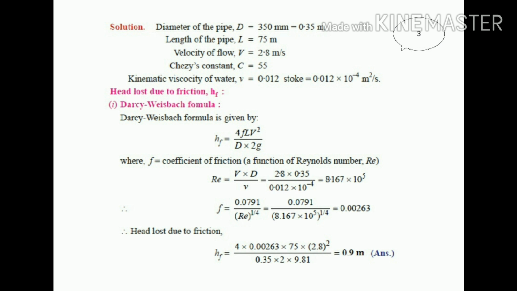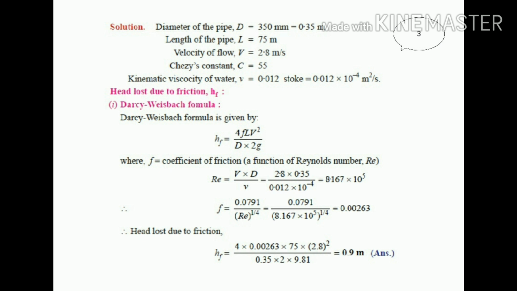Now put in the formula, we get the answer of Reynolds number as 8.167 into 10 raised to 5. This value is greater than 2000, so we have to go for the turbulent flow formula, and the formula is written, and the answer for F is 0.00263. Just as a reminder, for the sake of your information, the value of F is given in the numerical. We don't have to calculate this value in the actual university exam numericals.